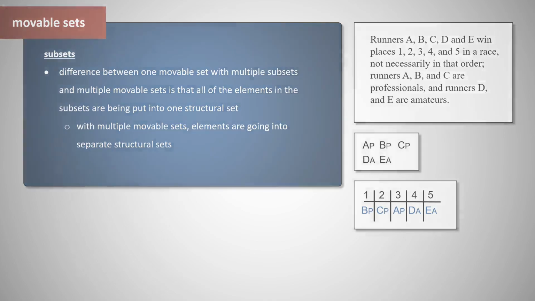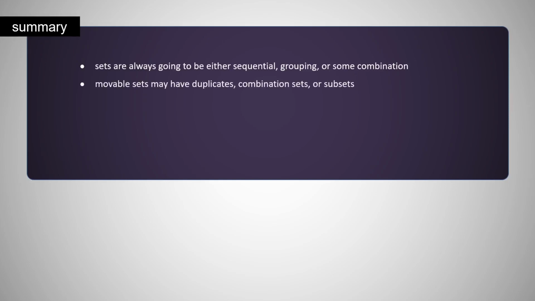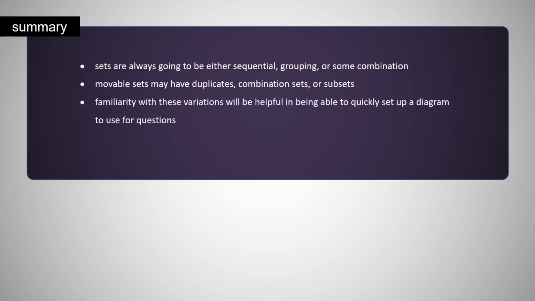Okay, so to quickly summarize, the structural sets are always going to be either sequential or grouping or some combination. The movable sets may have duplicates, they may have combination sets, or they also may have subsets. And familiarity with these variations will be helpful in being able to quickly set up a diagram to use for the question. So when you identify this stuff, you'll be able to quickly understand exactly how you need to set up the diagram so that you can do the questions more effectively.